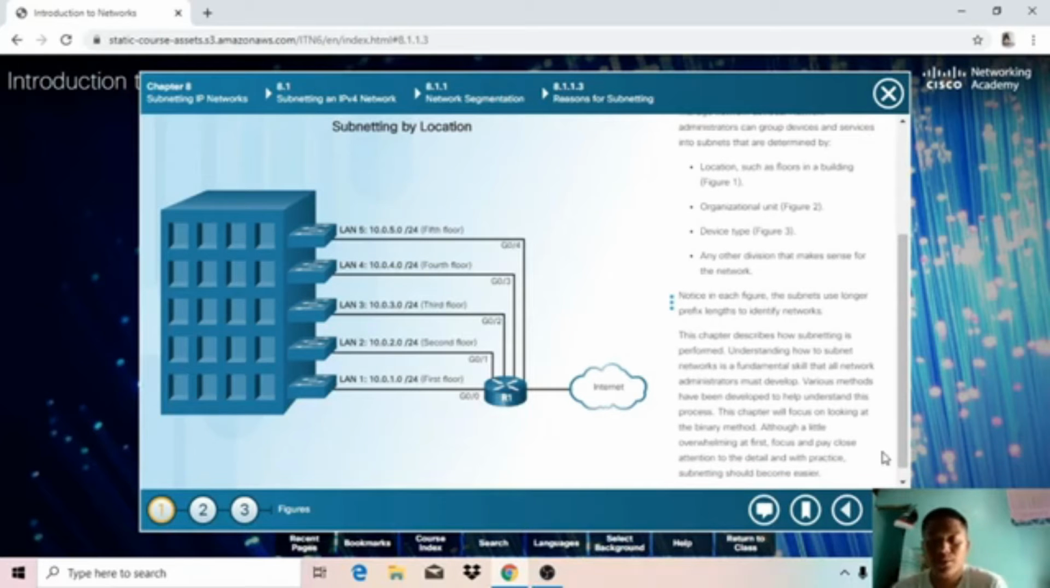This chapter describes how subnetting is performed. Understanding how to subnet a network is a fundamental skill that all network administrators must develop. Various methods have been developed to help understand this process. This chapter will focus on the binary method, although it is a little overwhelming at first. Focus and pay close attention to the details, and with practice subnetting should become easier.